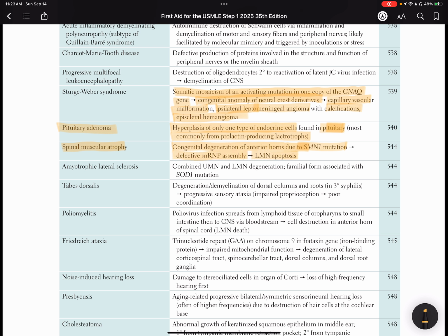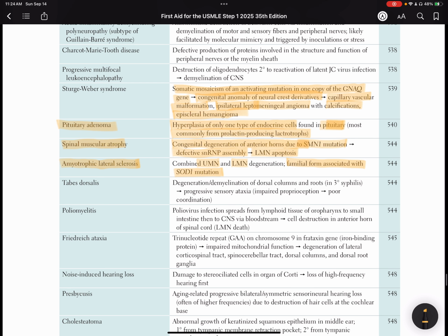Next condition is amyotrophic lateral sclerosis, a combination of upper motor neuron and lower motor neuron degeneration, with the familial form associated with SOD1 mutation.